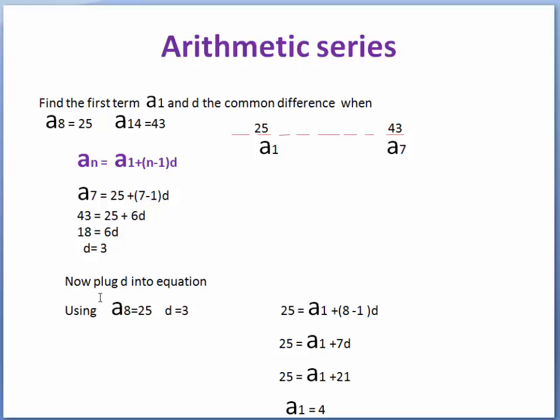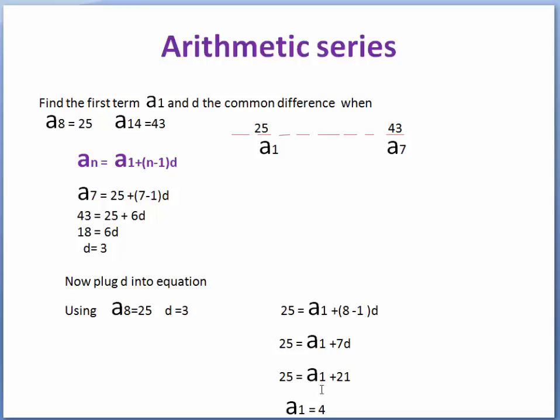Now plug this d into our equation. Here a sub 8 equals 25, and d that we've just found is 3. We get 25 is our first term plus 8 minus 1 and our common difference. So put that common difference in there. We get 8 minus 1 is 7. 7 times our common difference d is 21. So 25 equals the first term plus 21.